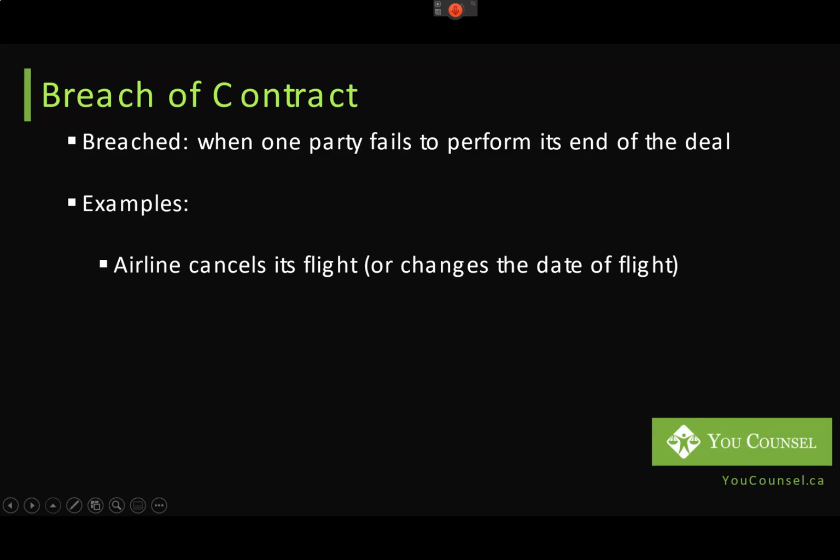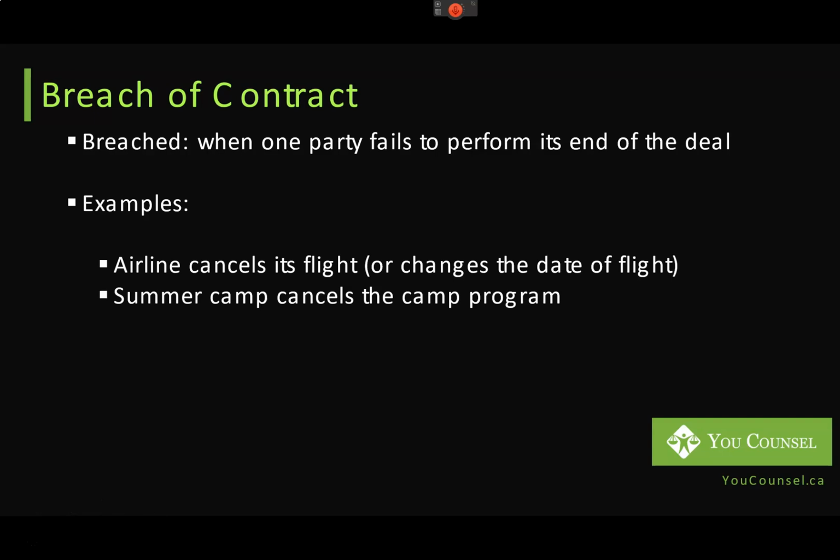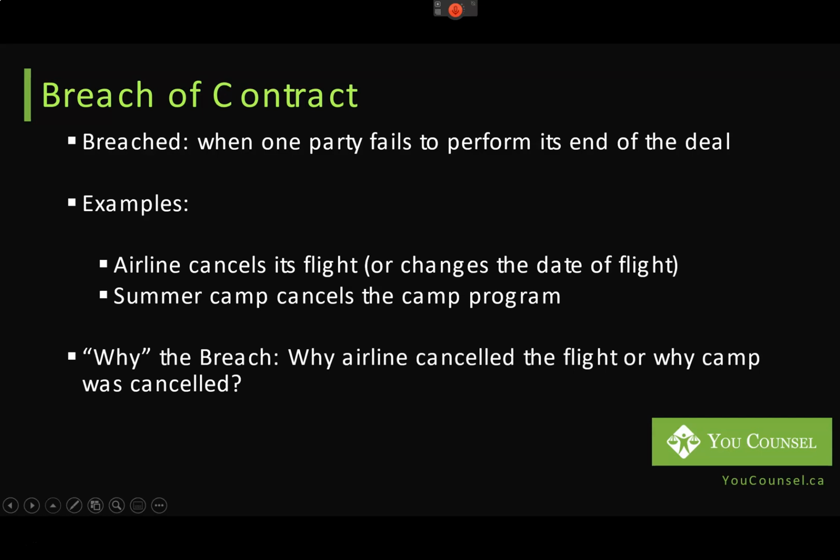That's sort of the fundamental, that's the breach of the contract. And in the case of summer camps, when the summer camp cancels the camp program, then they are breaching the contract. So the party that is not performing its side of the deal, that is the party that is in breach of the contract. Now, why has the party breached the contract?